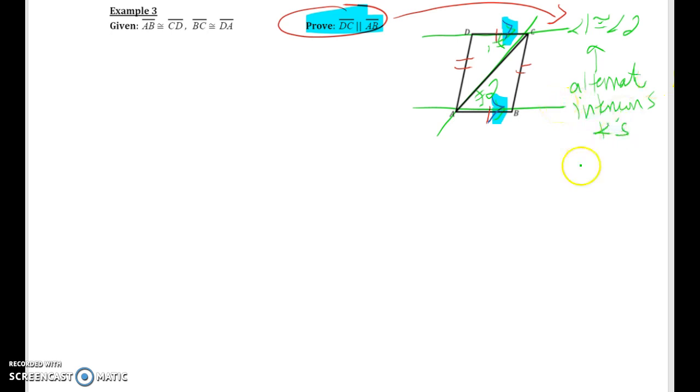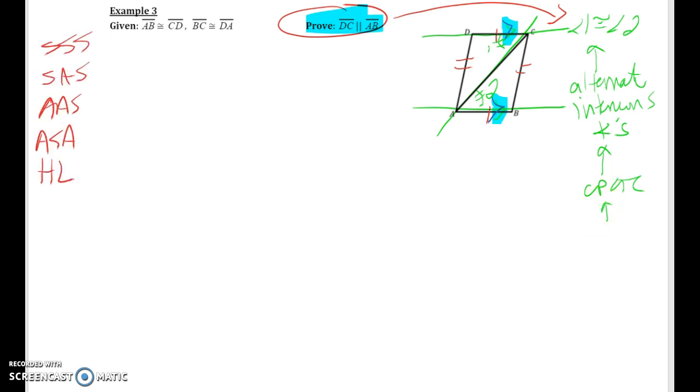So how can I show that those angles are the same? CPCTC. And so I need to prove the two triangles are congruent using one of our methods. So just by looking at this picture, I do not have right triangles. They gave me information about two sides, so I know that my proof methods that involve two angles are out. I don't know anything about the angles, so I'm going to be looking for a third side, which if I look at this picture, they share this common side AC.